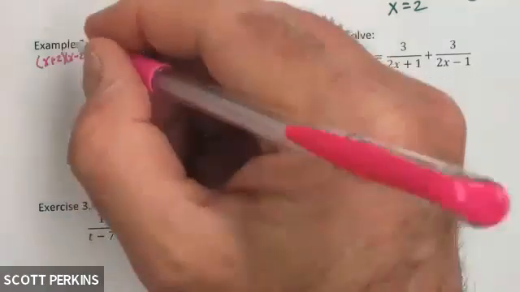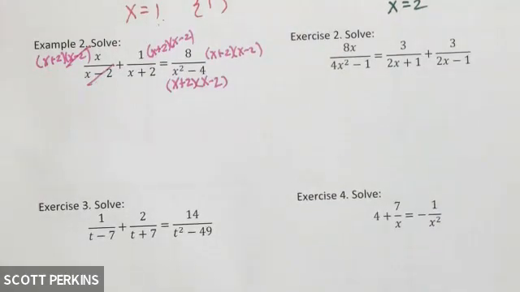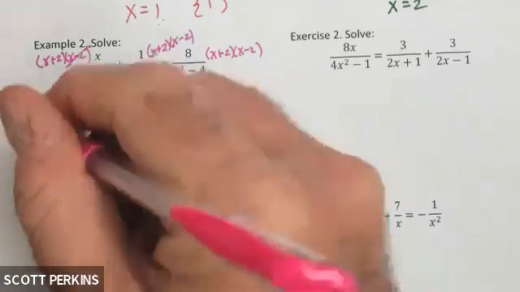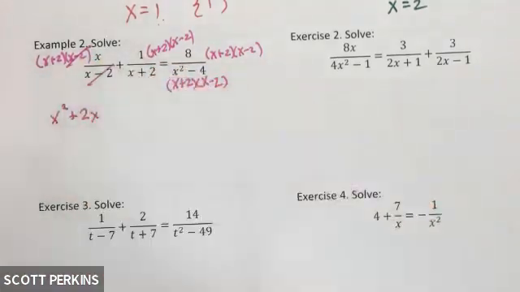The first fraction, I'm going to cross out the x minus 2's. And when I distribute, what do I have as a result? Perfect. X squared plus 2x. X squared plus 2x, fantastic. Don't forget to distribute. Okay, that's the key here.